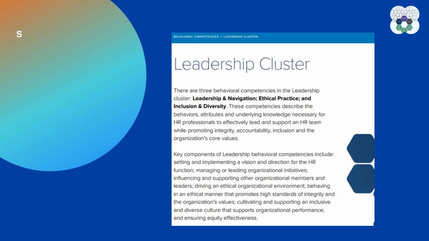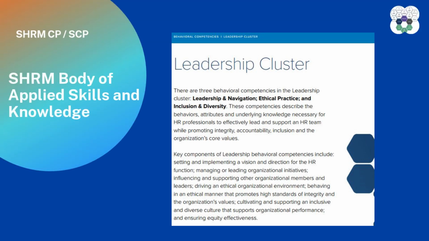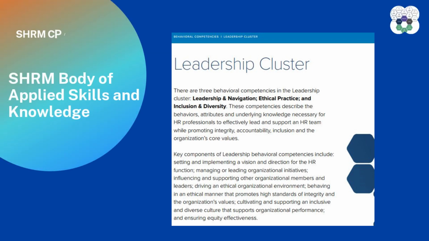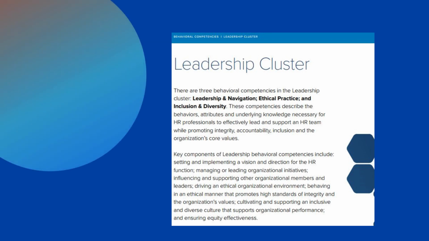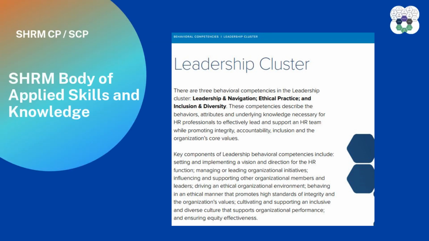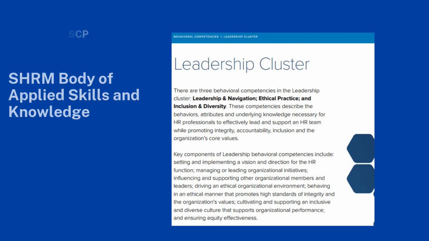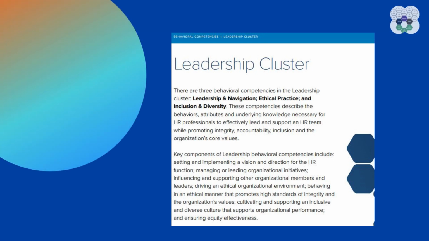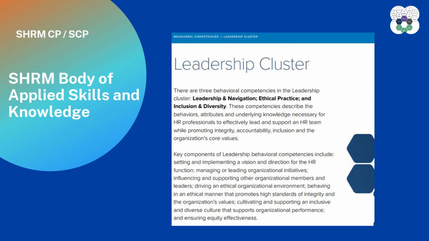Key components of leadership behavioral competencies include setting and implementing a vision and direction for the HR function, managing or leading organizational initiatives, influencing and supporting other organizational members and leaders, driving an ethical organizational environment, behaving in an ethical manner that promotes high standards of integrity and the organization's values, cultivating and supporting an inclusive and diverse culture that supports organizational performance, and ensuring equity effectiveness.